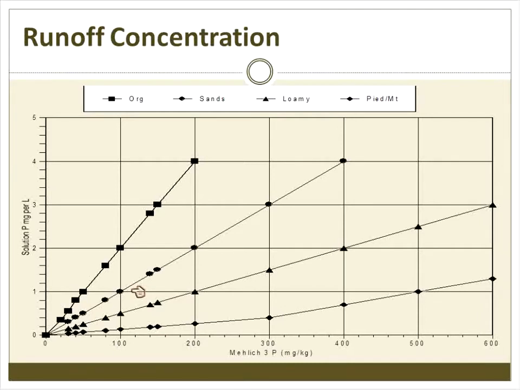For loamy textured soils and also mineral organic soils, as well as shallow organic soils, we reach the 1 milligram per liter threshold at a soil test of around 200. And for our clay textured soils in the Piedmont, we reach the 1 milligram per liter at a Mehlich 3 of 500. And so these soils have very different soil test thresholds for soluble P loss.